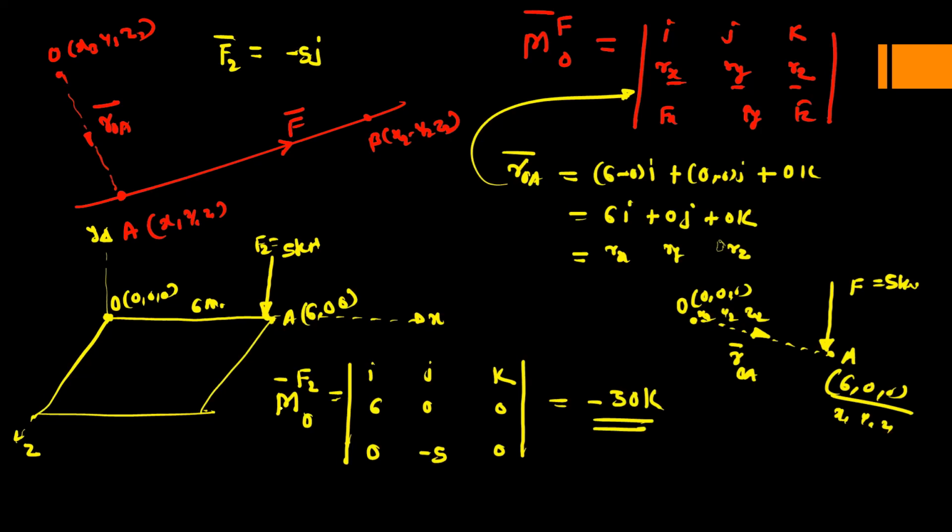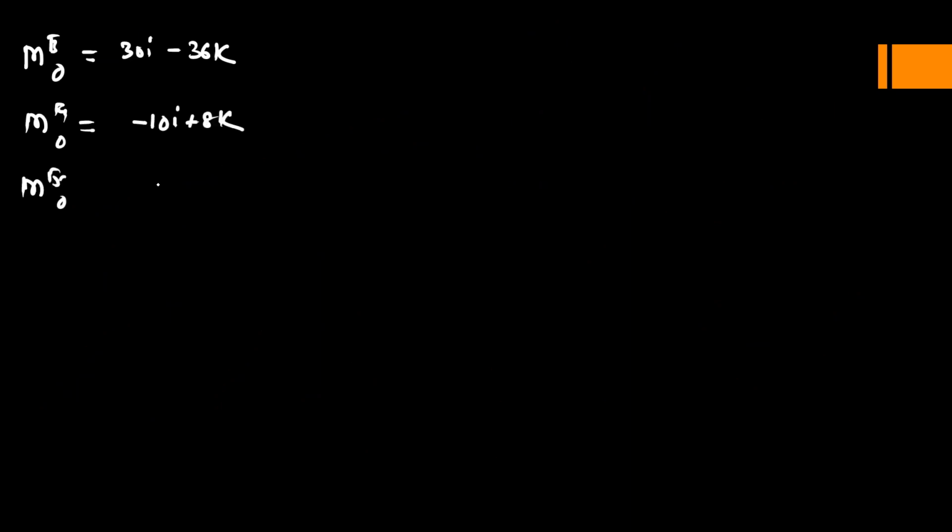Similarly, you have to find out the moment by the individual forces F3, F4, and F5. So I will just write the values. You try to solve this by using this method of determinant. So moment by F3 about O is equal to 30i minus 36k. Moment by F4 is equal to minus 10i plus 8k. And moment by F5 is equal to 35i.